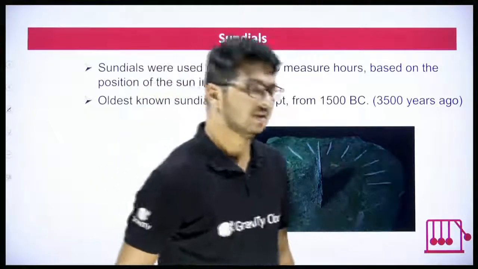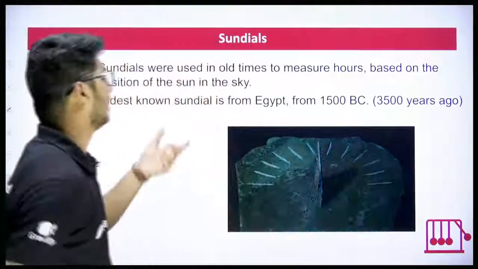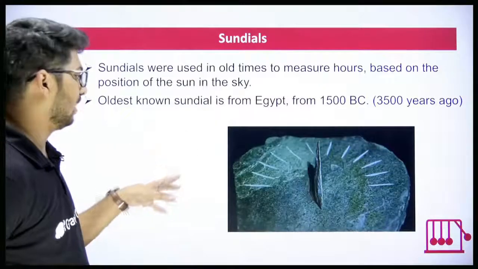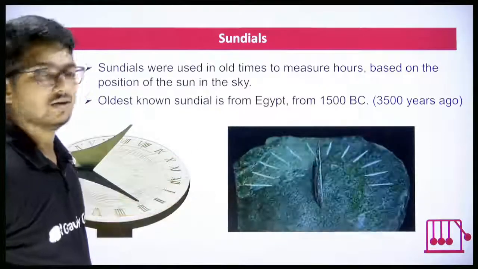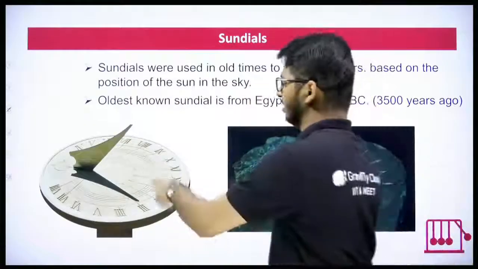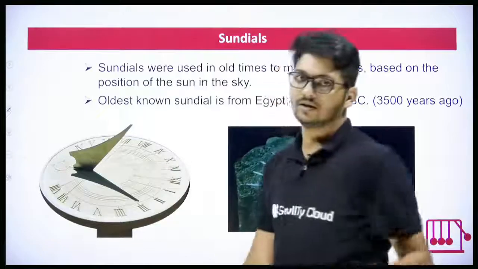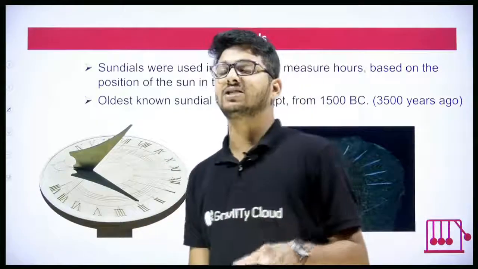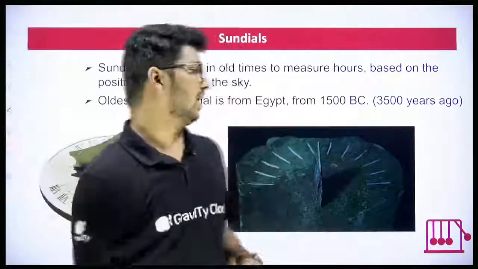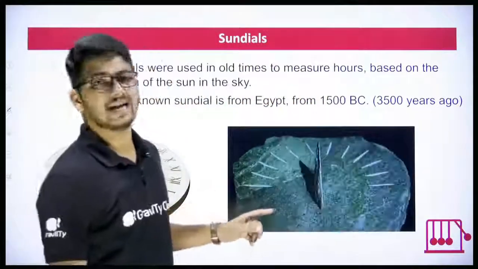And one such simple instrument is something called a sundial. What is that? You can understand that by looking at this image here. This is what it will be. So it all depends on the shadow. See, look at the shadow here. Now that shadow will change depending on where the sun is in the sky. Look at this. This is a sundial.